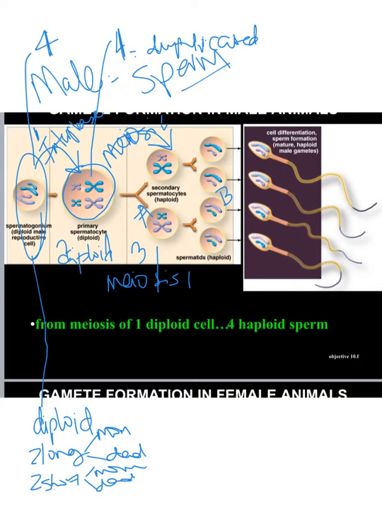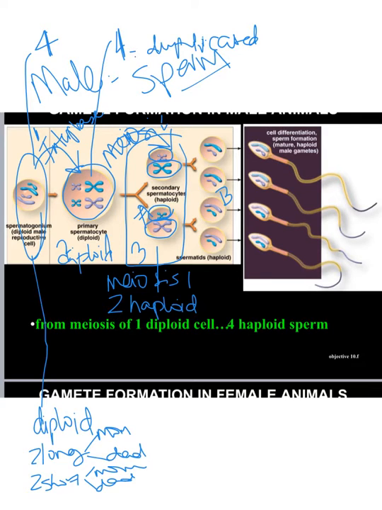When we undergo meiosis 1, in block 3A right here, we end up with 2 cells which are haploid. So 2 haploid cells at the end of meiosis 1. Each of these cells now has 1 long chromosome and 1 short chromosome. So these are haploid cells.